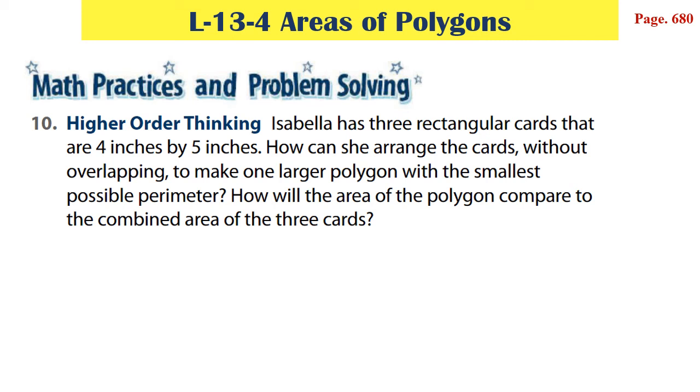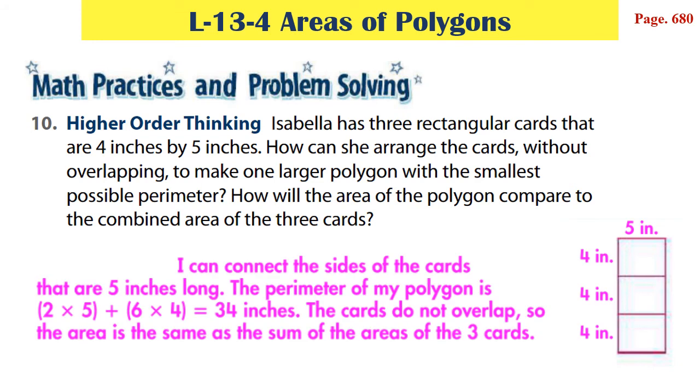What is your answer? Very good. You can connect the sides of the cards that are 5 inches long. The perimeter of my polygon is 2 times 5 plus 6 times 4 equals 34 inches. The cards do not overlap, so the area is the same as the sum of the areas of the 3 cards.